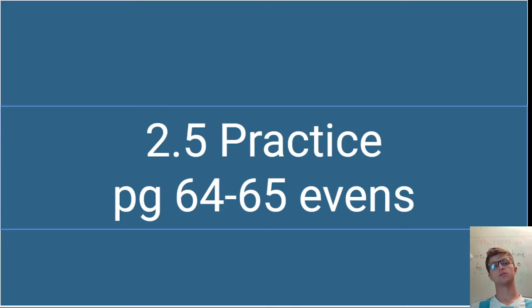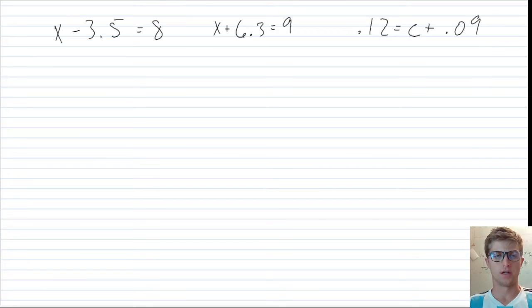We're back at it. 2.5 practice. Pages 64 through 65. I'll be doing the evens per use. Here we go. So we're just gonna practice for 1 through 18. We're just gonna use our decimal clearing and solve for our variable.